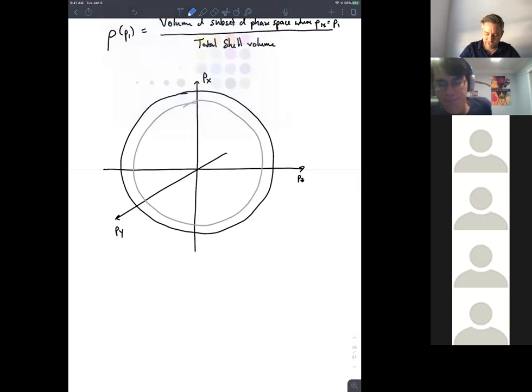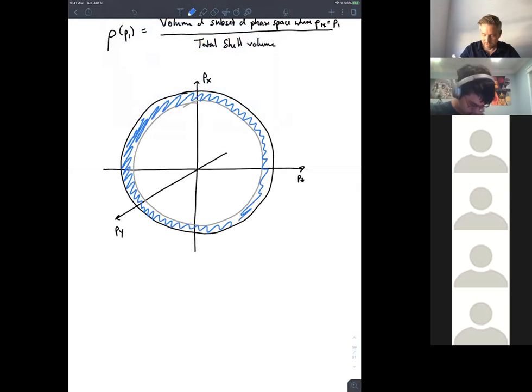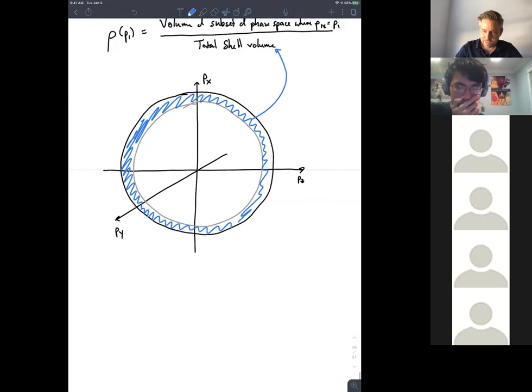And the volume of this shell, the volume of that shell, is the total number of states available to our gas. So in other words, this blue quantity here is our total shell volume. Okay, and we've already seen how to calculate this. So now what we need to do is to figure out what this numerator is.